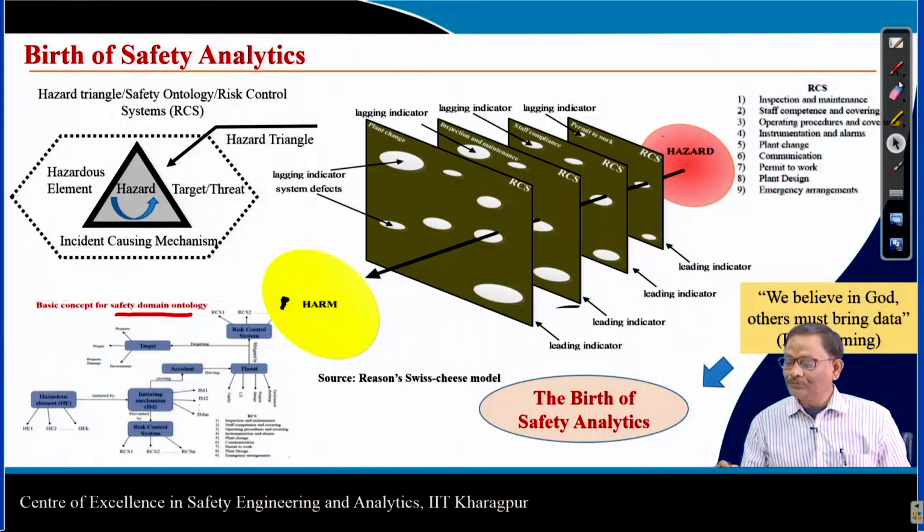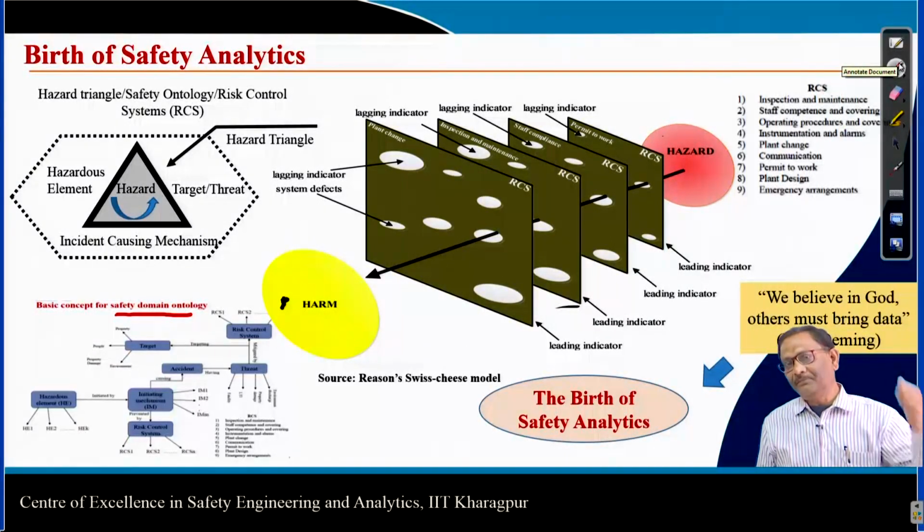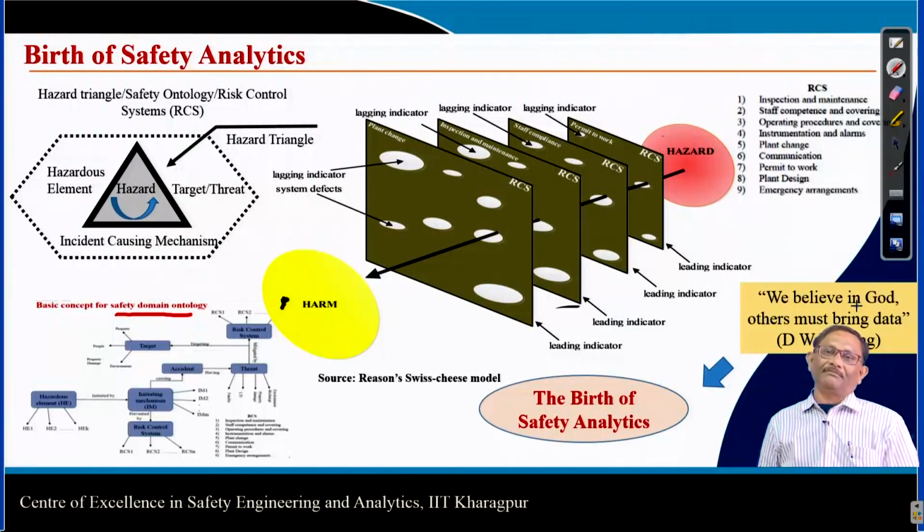And if you take the example of the quality movement, in the 20th century enormous quality improvement has taken place because of many stalwarts across the world. They worked. One of them is W. Edwards Deming. What Deming said from the quality improvement point of view: we believe in God, all others must bring data.